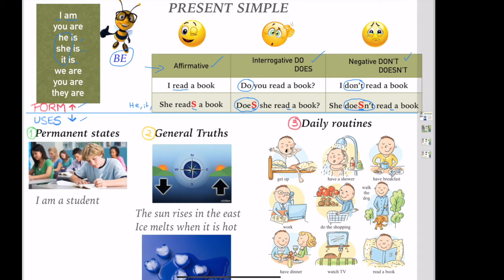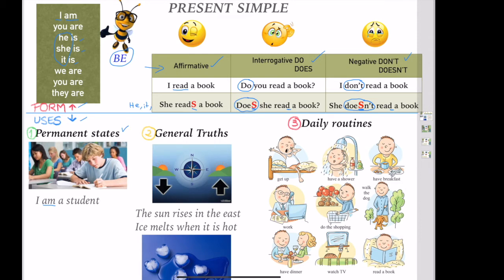We have three uses. One, permanent states. Two, general truths. Three, daily routines. In the first one, you're going to have sentences like, I am a student. This is a personal state in your case. In my case, I would say, I am a teacher, or I live in Spain, or I am Spanish.